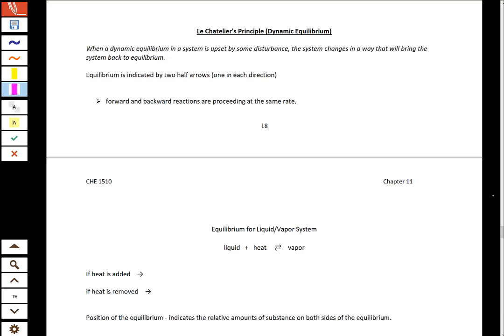We are going to end Chapter 11 by talking about Le Chatelier's principle and dynamic equilibrium. Le Chatelier's principle is something you're going to hear a lot more about in Gen Chem 2. So let's go back to that idea of equilibrium.